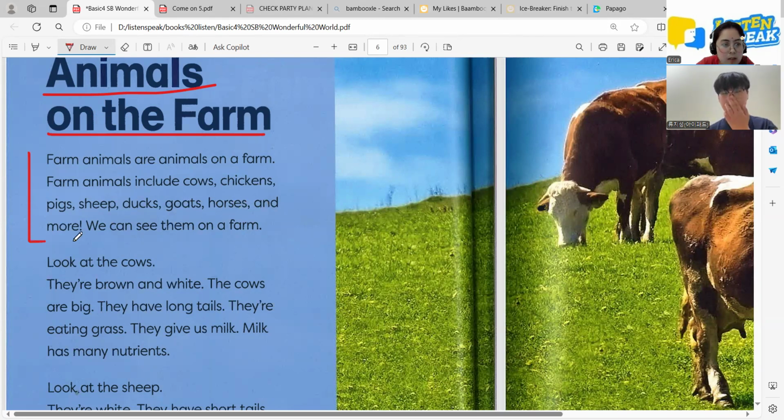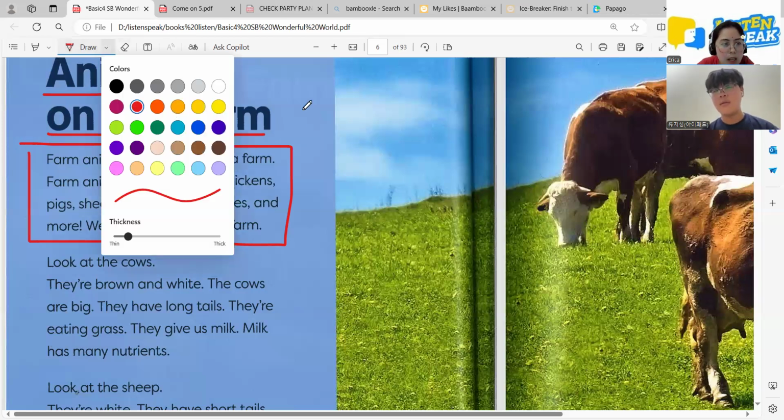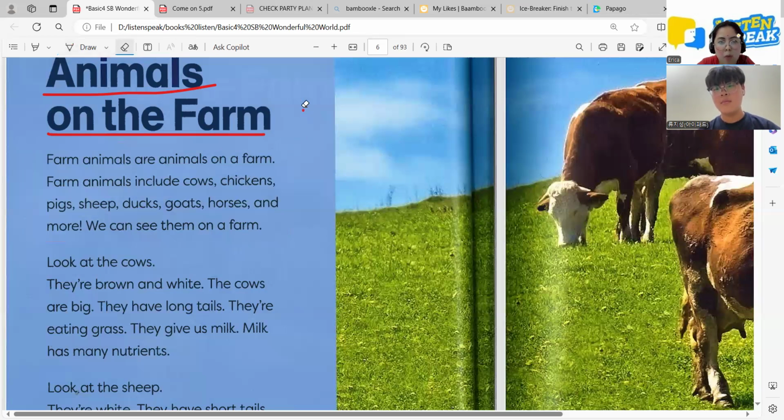Okay, all right. So, Jisung, did you understand? Yes. Okay, so Jisung, what are farm animals? What are farm animals? Cow. Yeah, here. What are farm animals? Yeah, this one. So what are they? So farm animals are animals on a farm. Right? Okay, so farm animals are animals on a farm.